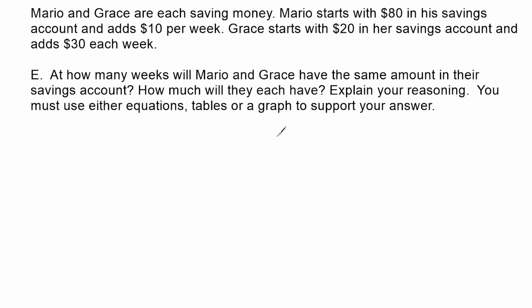So basically, we're doing the same thing that we did in part D, with the exception that we want to make sure that they have the same amount of money. Remember, in part D, Grace had more money after 5 weeks, but now we want to see at how many weeks will they have the same amount of money.